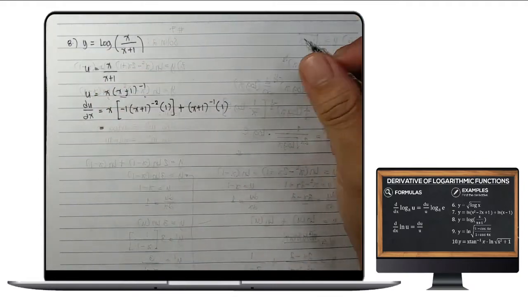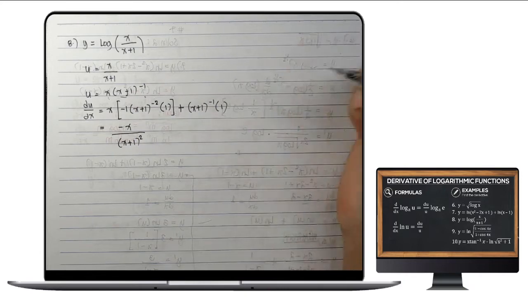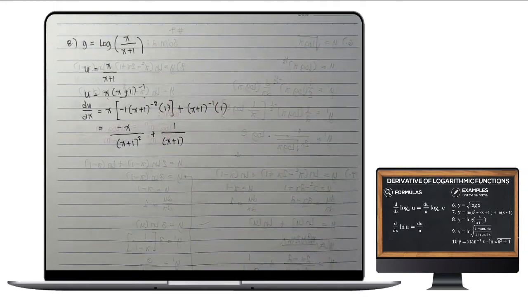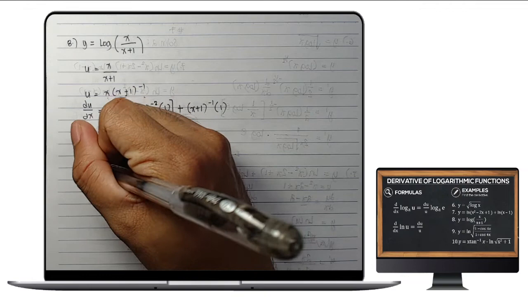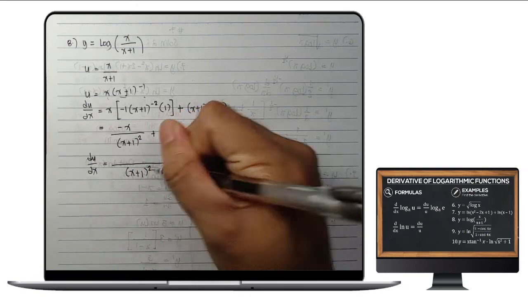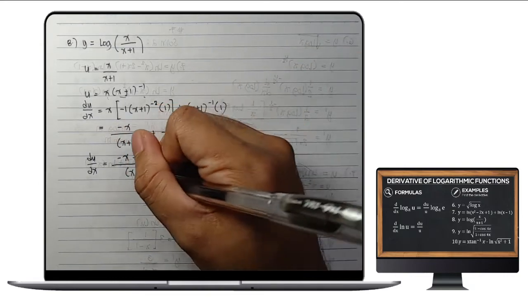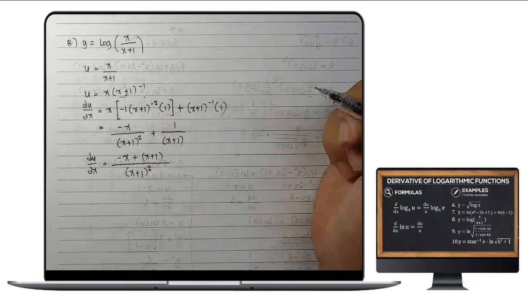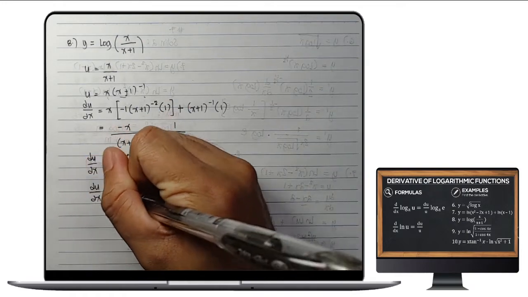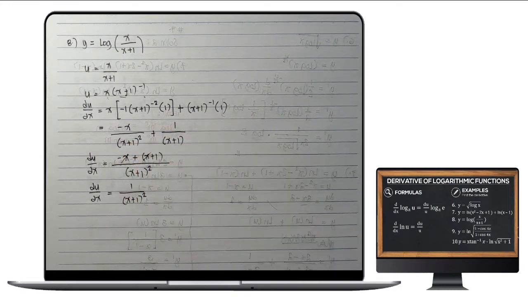So, let's simplify. We can have it as negative x all over x plus 1 squared, plus 1 all over x plus 1. Let's apply the LCD here. So, the derivative of u with respect to x, taking the LCD, which is x plus 1 squared. Divide, so the same term, that is negative x. Then plus, when we divide this, there is a remaining x plus 1. Now, we can cancel out this negative x plus x. So you have du over dx is equal to 1 all over x plus 1 squared.